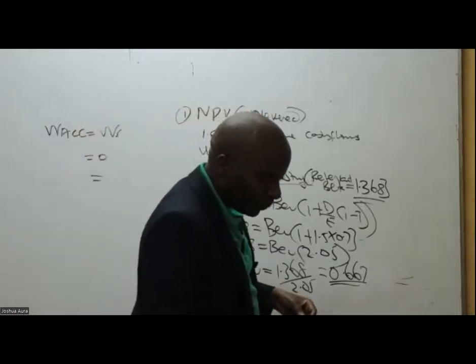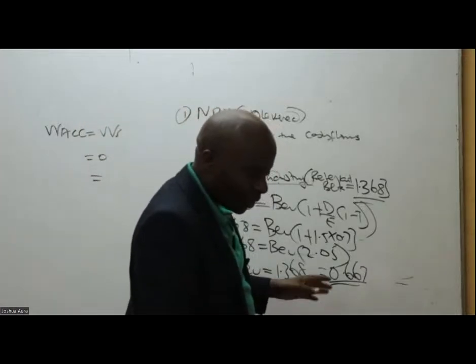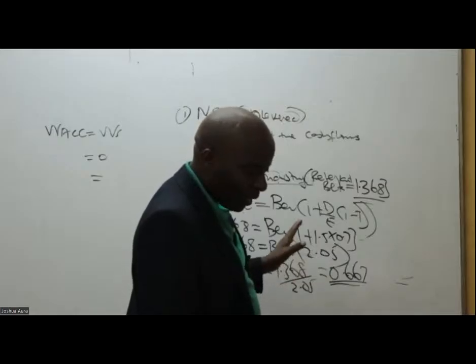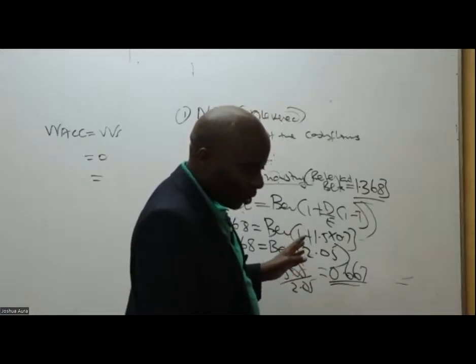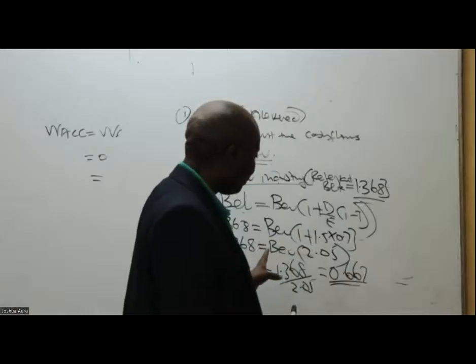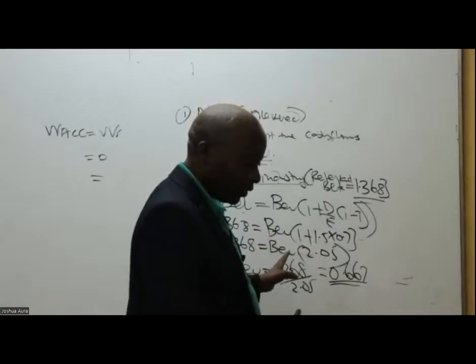So now, if they want me to give this NPV unlevered, this 0.667, I'm being told it is correct. Beta equity of the unlevered firm, I'm being told the figure is okay.